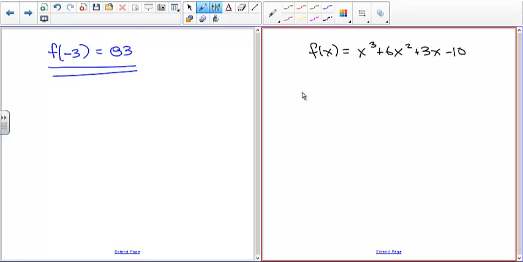Okay, so back to the question here. It says one of the zeros is x equals 1. And that means we have a factor of x minus 1. Remember, this is 0, this is the factor.